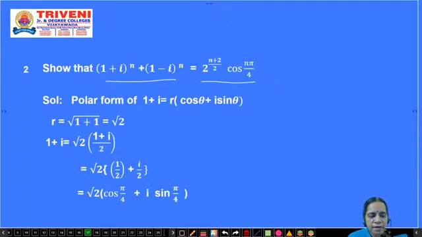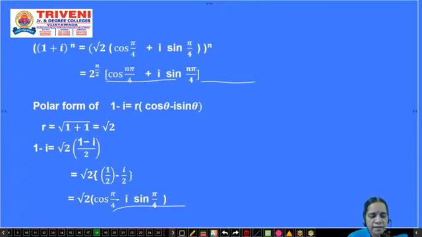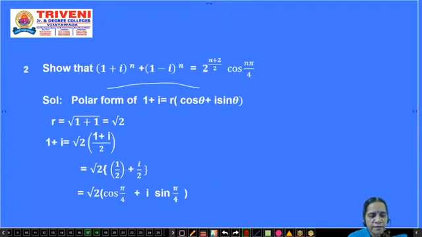First we have to write it in the polar form, then it can be converted into theta form. Then 1 plus i is equal to 2 power n by 2 into cos n pi by 4 plus i sin n pi by 4. Then similarly, 1 minus i also is there in the problem, 1 minus i whole power n also is there.